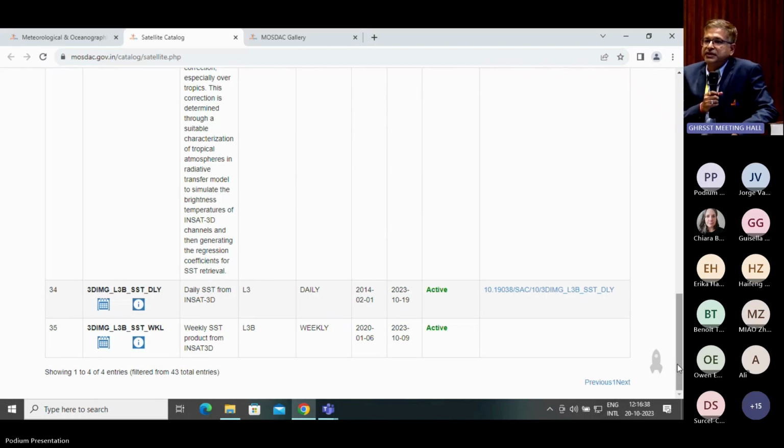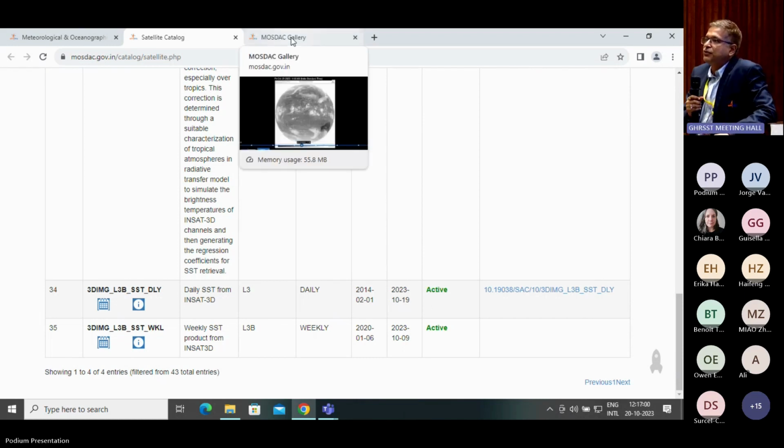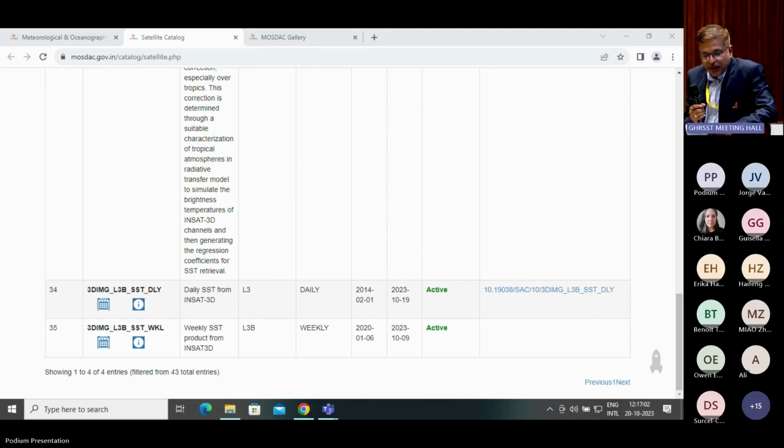We have started reprocessing of these products as a different version to improve the quality of the SST. And the reprocessed product for INSAT 3D is already available. Similarly, such types of products are available for INSAT 3DR also.